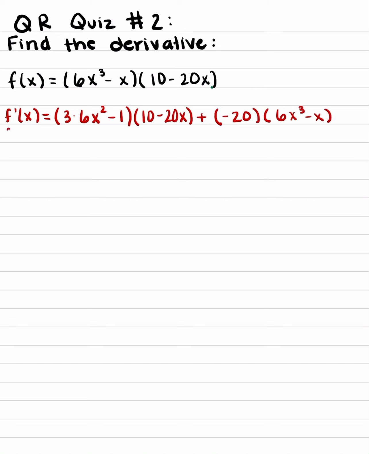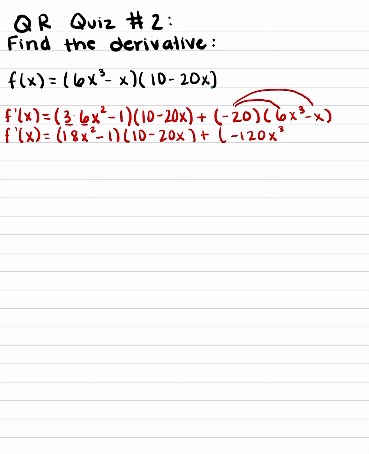And so now we just multiply everything out. Well, the insides first. So we get 3 times 6 is 18x squared minus 1, times 10 minus 20x, plus, and then we get negative 20 times 6x cubed gives us negative 120x cubed, and then negative 20 times negative x gives us positive 20x. And that's that. And then we just FOIL everything out.